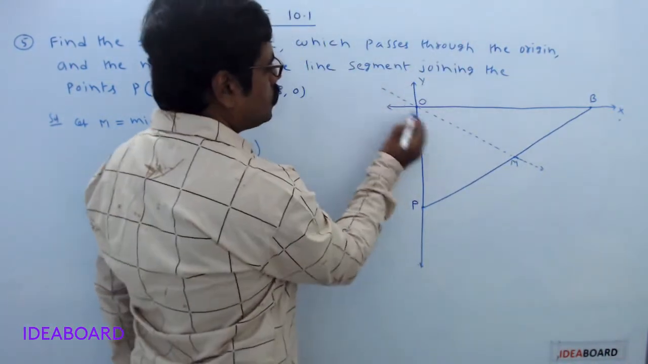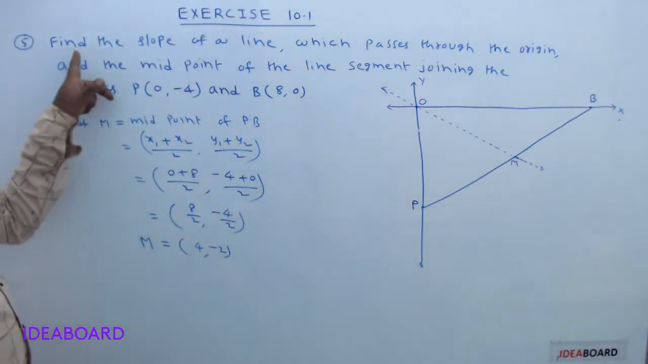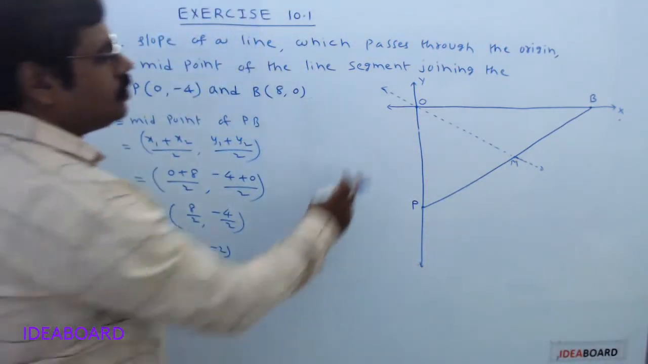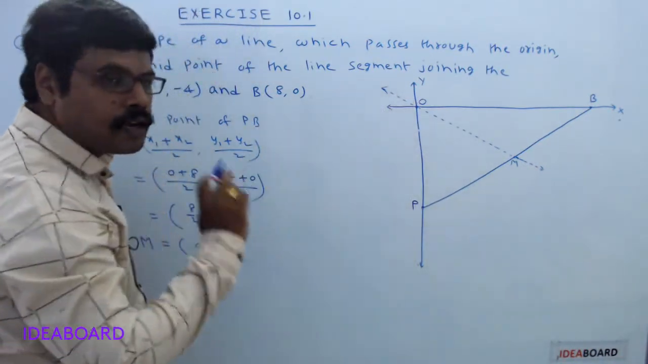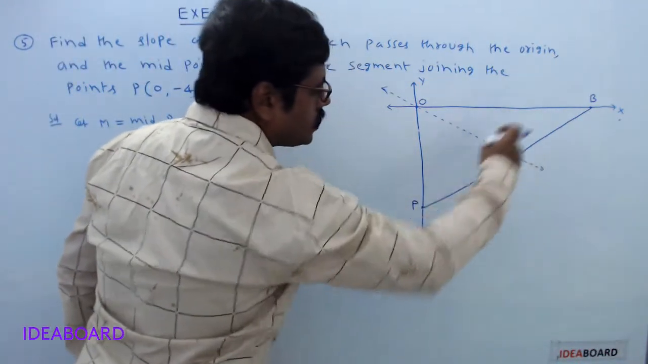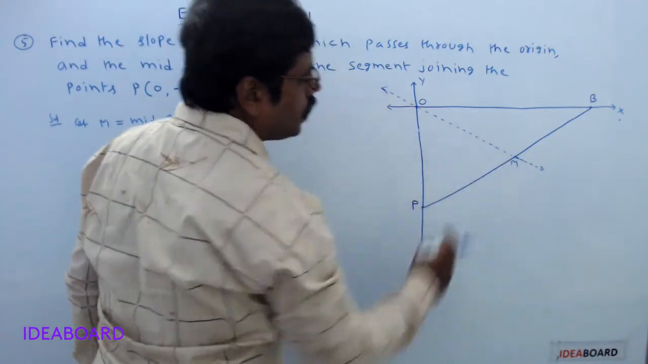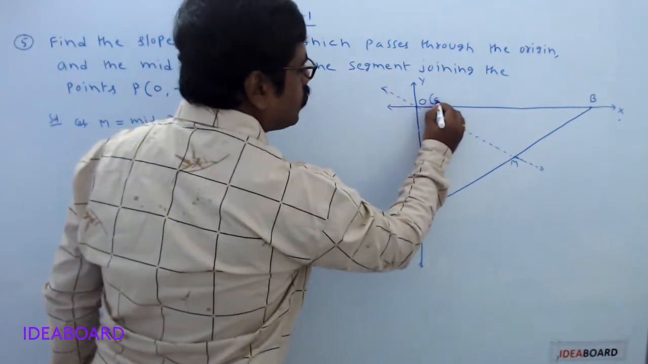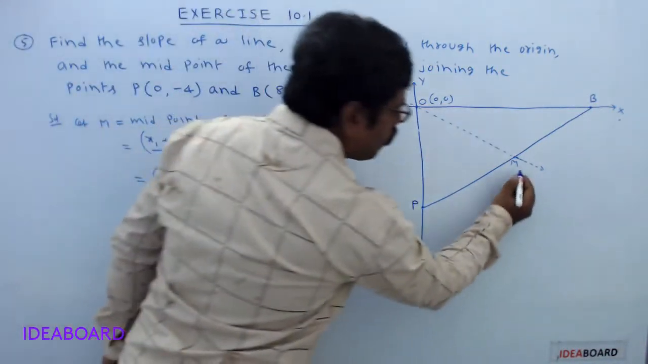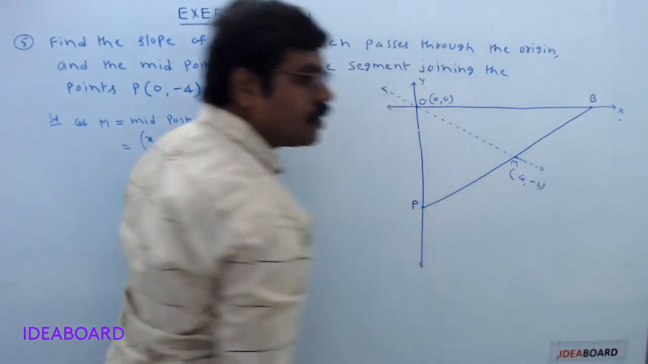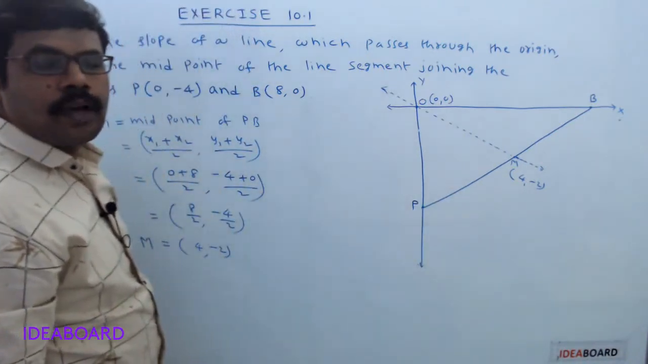Now we need the slope of this dotted line. So see the statement once again. Find the slope of a line which passes through origin and midpoint of line joining the points P and B. So we need the slope of this dotted line. Now O is nothing but (0, 0). What are the coordinates of M? (4, -2). So here this line passes through (0, 0) and (4, -2).